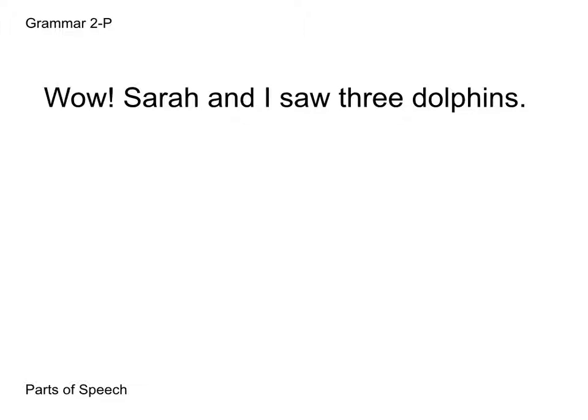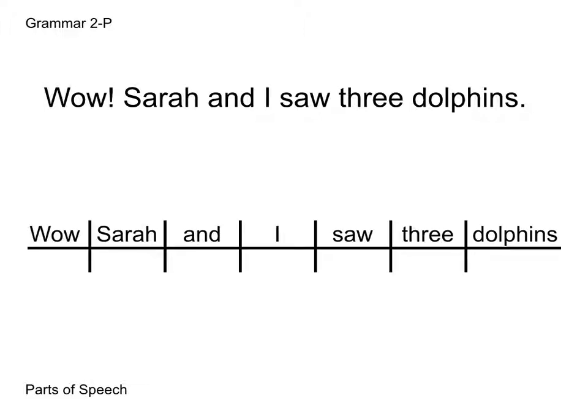So here we have a sentence, which is, "Wow, Sarah and I saw 3 dolphins." So we're going to set up a little structure for that so that we're separating each word of the sentence, and we're going to write down underneath each one the part of speech. So we'll start with wow, which is an interjection. It's showing emotion. And notice that I'm writing the abbreviation here. So I have the correct spelling, and I put a period at the end of the abbreviation.